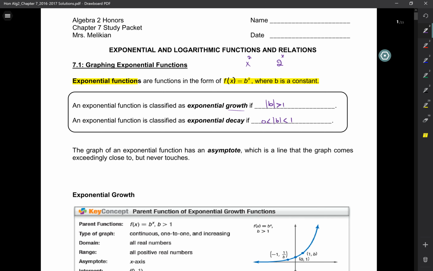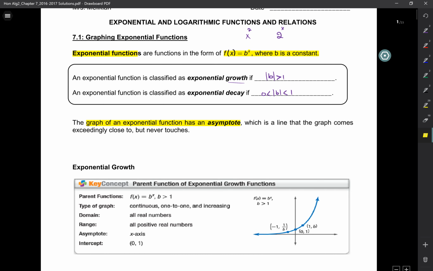Okay? Now, one important characteristic of exponential functions is that their graphs always have an asymptote, right? So what is an asymptote? An asymptote is a line that the graph comes exceedingly close to but never touches. That's what an asymptote is, all right? And yeah, it's right here. It's a line that the graph comes exceedingly close to but never touches. Okay?